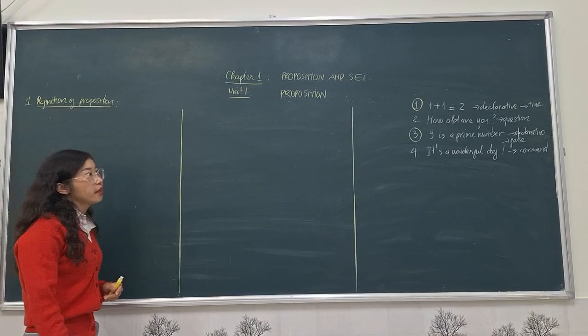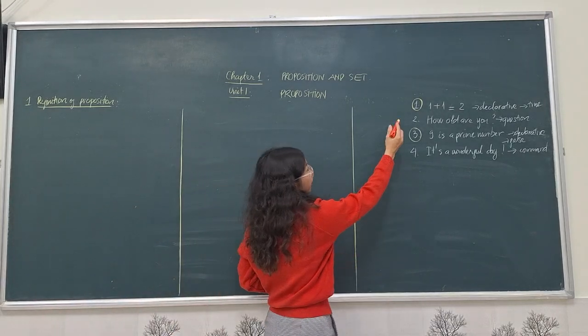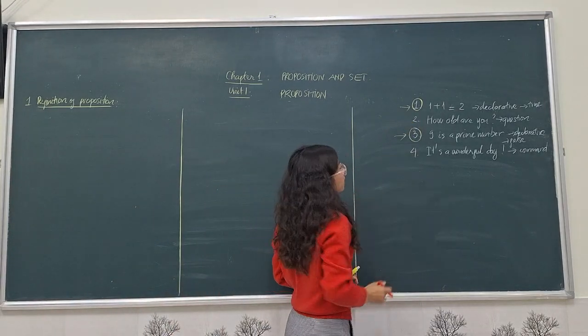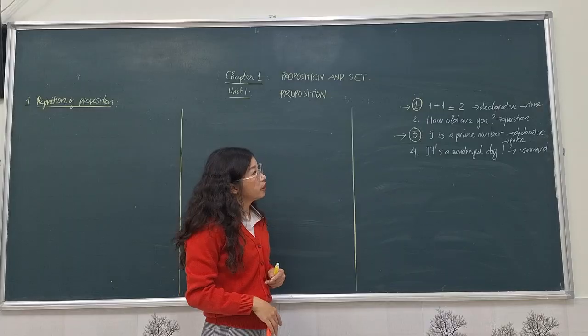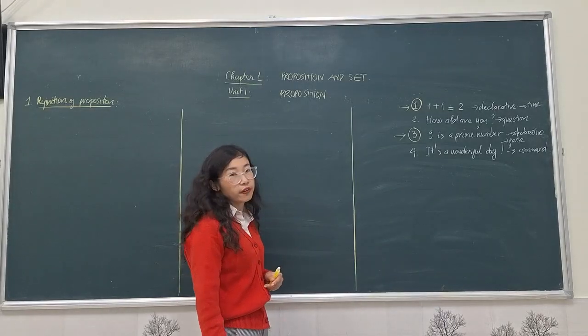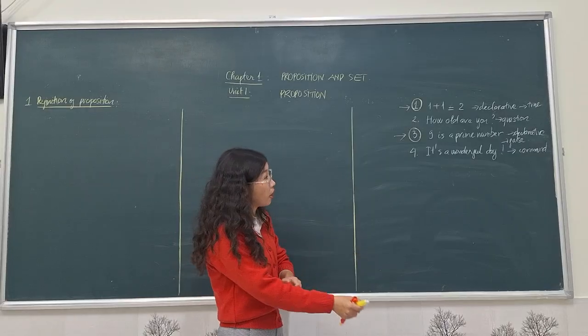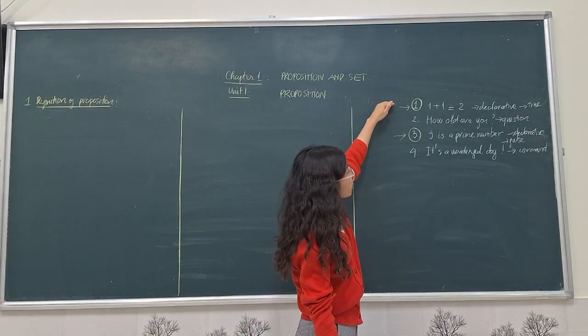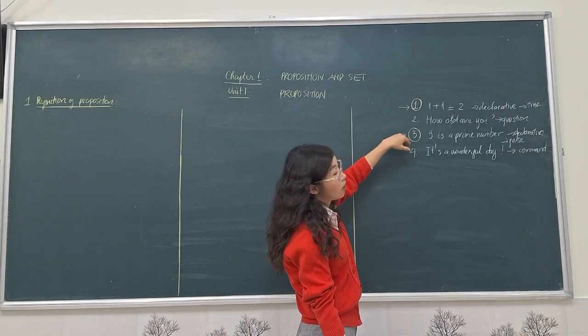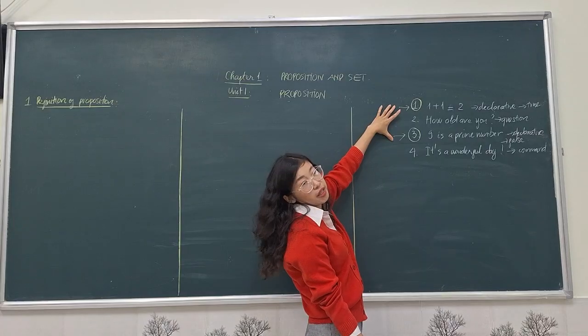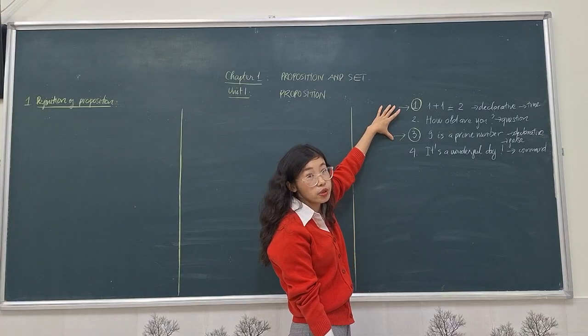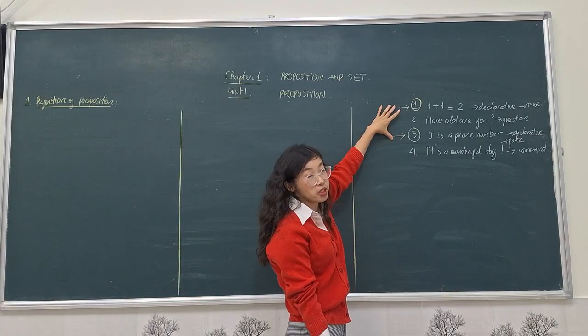Now look again at sentence 1 and sentence 3. What kind of sentence is it? It is declarative, and we can determine the 2 values immediately, right? Sentence 1 is true, sentence 3 is false. So each sentence has exactly 2 values, so it's called a proposition.